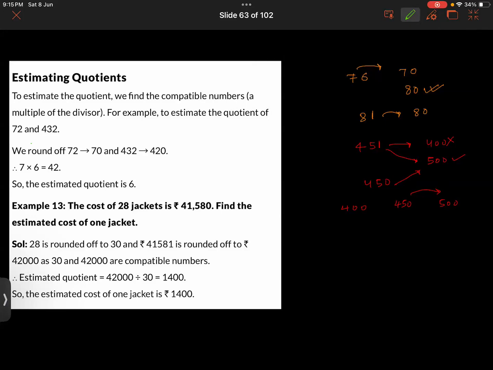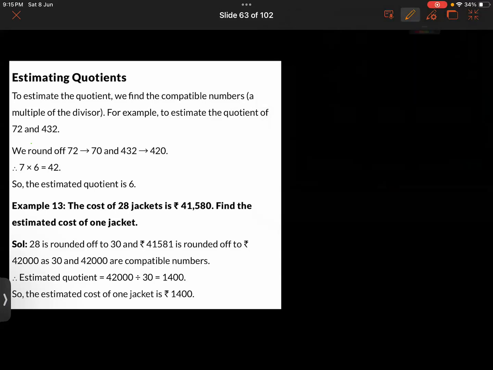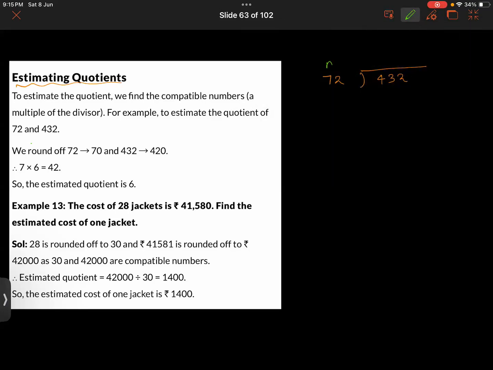Now say you have two numbers here, like the numbers given in the example: 432, and the divisor is 72. That is the question. The question would be like, find the estimated quotient of the given division. You have to find the estimated quotient. So first of all, you will estimate the divisor and dividend.